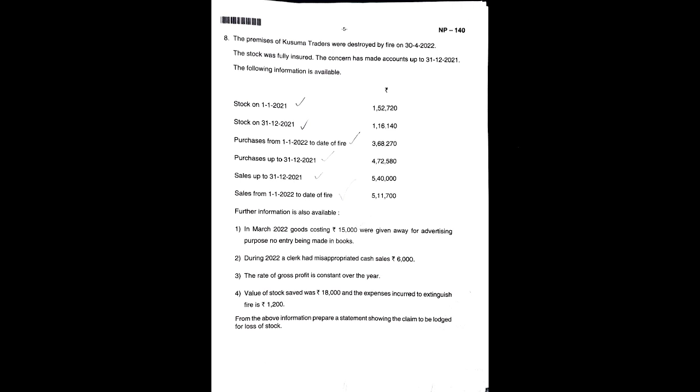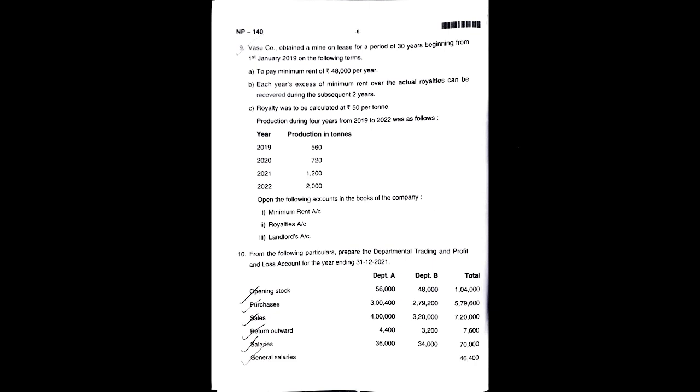The second section C question is where they had given the details about the stock, the purchases, and some additional information. Based upon this information, you have to find out the loss: Kusuma Traders was attacked by fire. You have to prepare a statement to find out the actual loss of stock due to that fire accident, that is, the amount of stock that was destroyed.